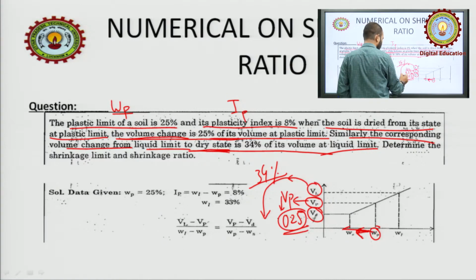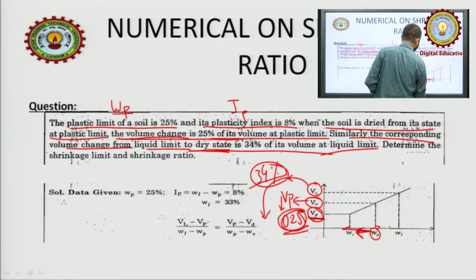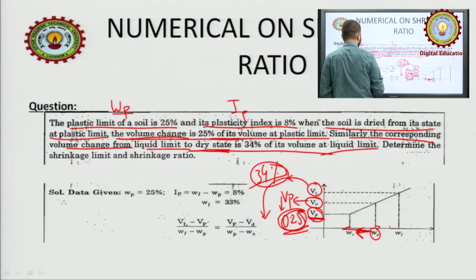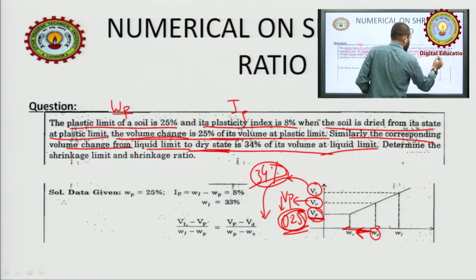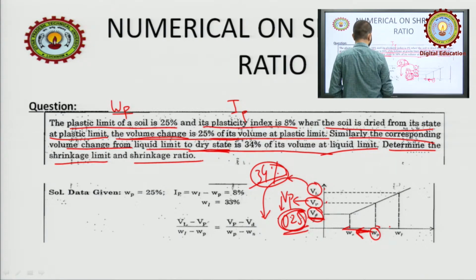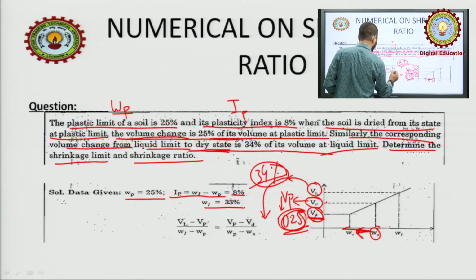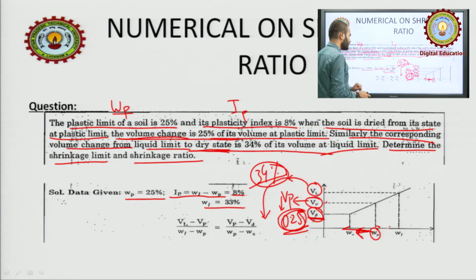So from here we have to go up to Vs. So here it is 25% and here it is 34%. This much information is given to us corresponding to the volumes at different states. Determine the shrinkage limit and shrinkage ratio. Two things are to be determined. So again we are given WP, IP, and WL. This much is given to us.